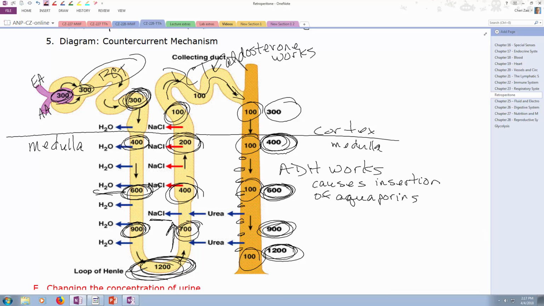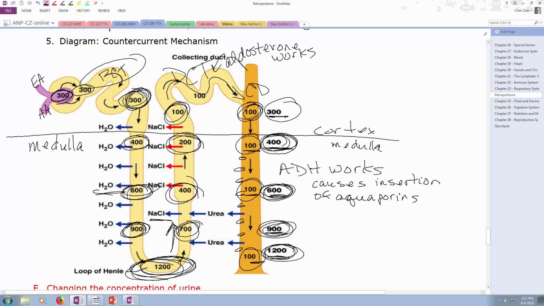Now let's go into our CD, our collecting duct. We're at 100 milliosmoles. The surrounding tissue of the cortex is 300 milliosmoles, but we're not permeable, based upon this diagram here, to water. And so at 400 milliosmoles, we're still staying at 100. At 600 milliosmoles, we're still staying at 100. At 900 milliosmoles, obviously we're going to the apex or the tip of the pyramid, and we're still at 100, even in the 1200 milliosmole area.